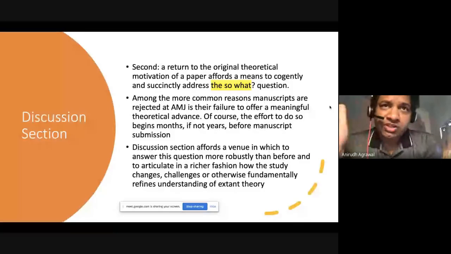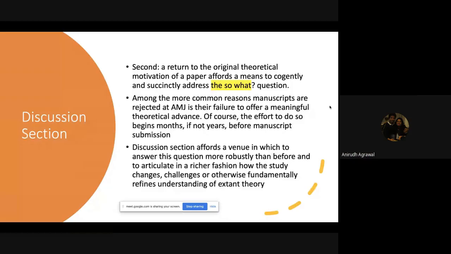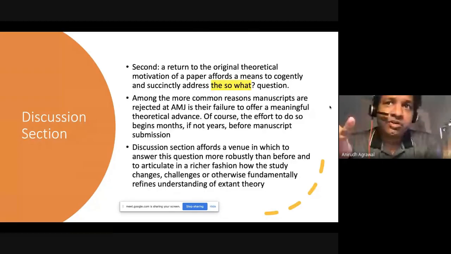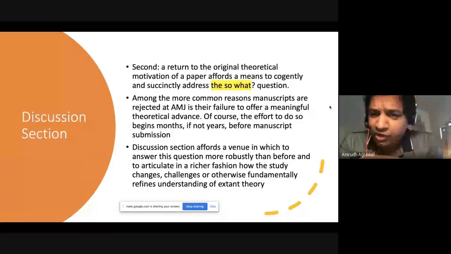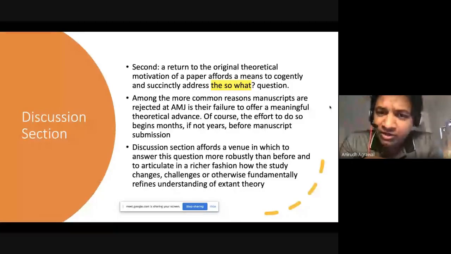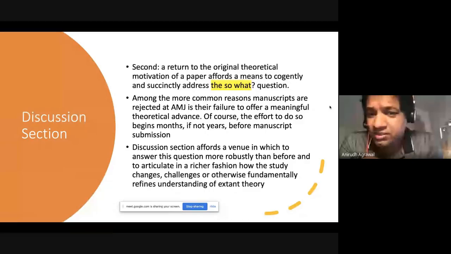And then her discussion section was completely focused on making a contrast with the existing theory, which is that you do your research and start a business through proper planning, and contrasting it with effectuation, which is about swimming in the water, learning to swim while you are drowning. The discussion section affords a venue in which to answer this question more robustly than before and to articulate in a richer fashion how the study changes, challenges, or otherwise fundamentally refines understanding of extant theory.